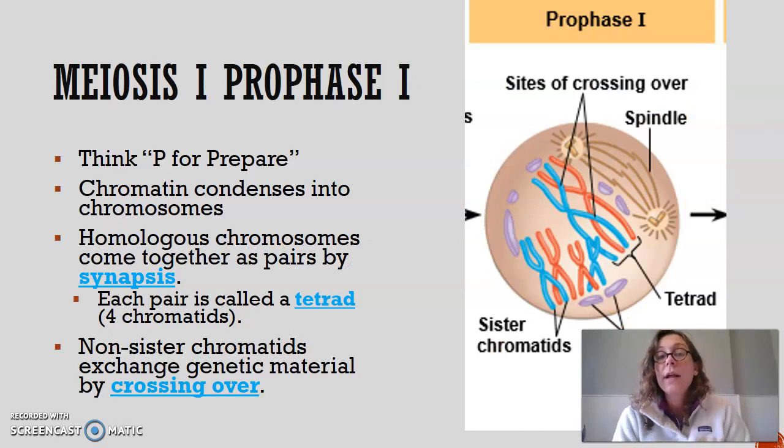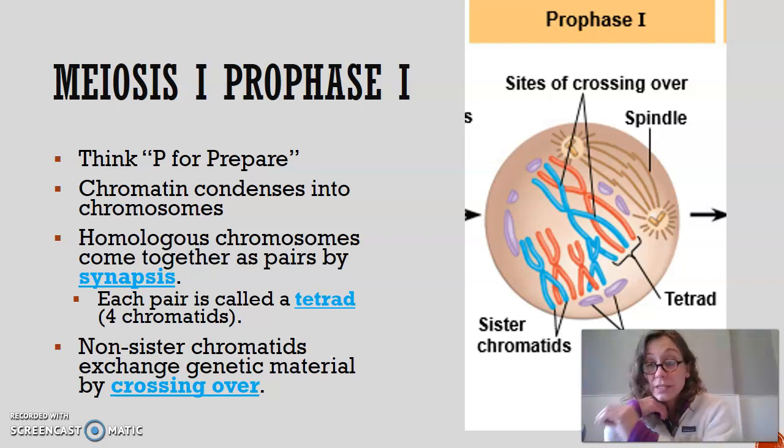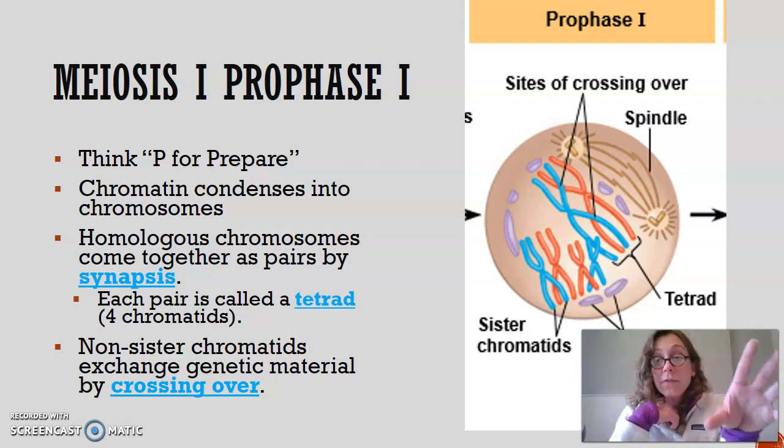So let's talk about what happens in each of the steps of meiosis. Similar to mitosis, we're going to walk through PMAT: prophase, metaphase, anaphase, and telophase. But meiosis 1 differs greatly from mitosis. When we get to meiosis 2, the second round of division, it really strongly resembles mitosis. But in meiosis 1, a few things occur that are different from mitosis.